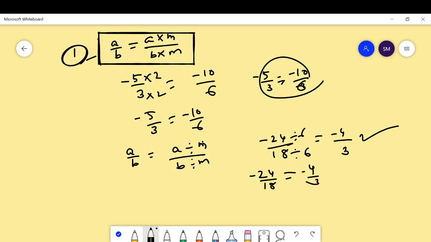Property 1 says, if we multiply both numerator and denominator by any non-zero integer, then we get the same value, meaning an equivalent rational number. There will be no change in the value of the rational number. In the same way, property 2 says, if we divide both numerator and denominator by any integer, there also is no change in the value, and we get the same equivalent rational number.